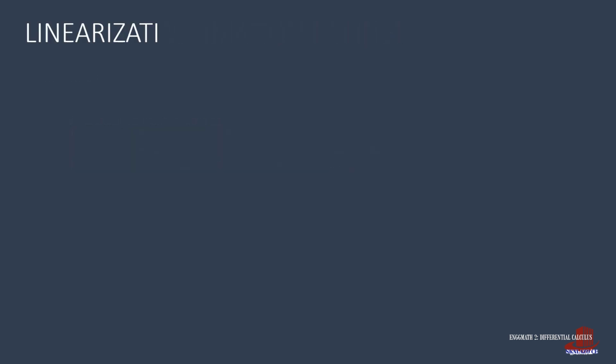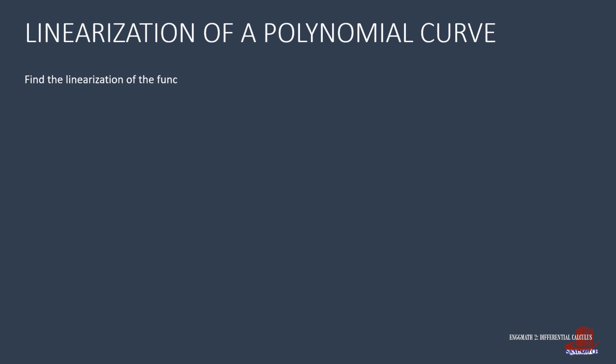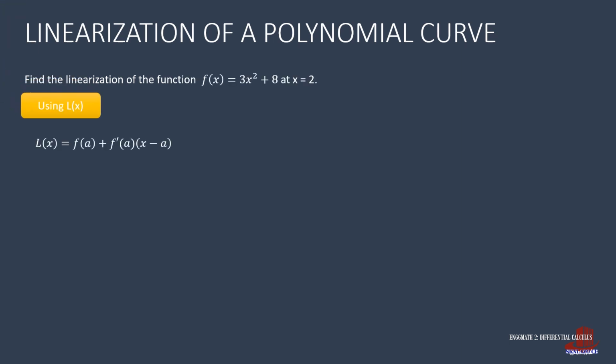We start with some examples with polynomial curves having the function f of x equal to 3x squared plus 8. And we take the linear approximation at point with x equal to 2. We find the linearization first by using the L of x formula. From the premise, we have f of x as 3x squared plus 8. If we place x equal to 2, we get f of 2 as 3 times 2 squared plus 8, which is taken as 20. This is f of a.